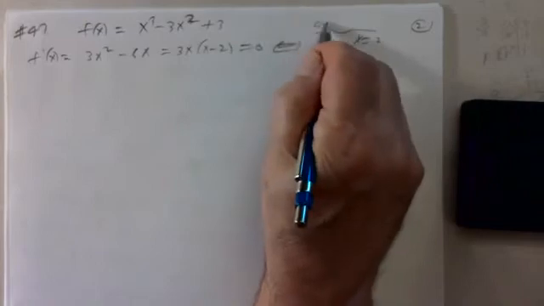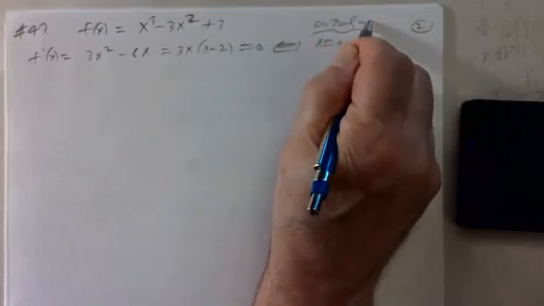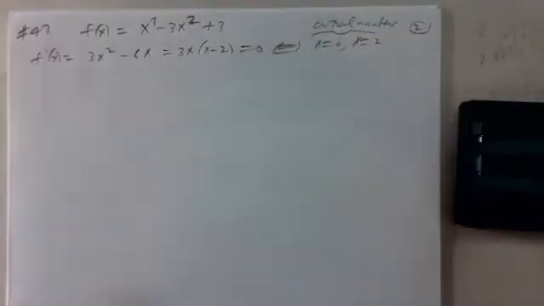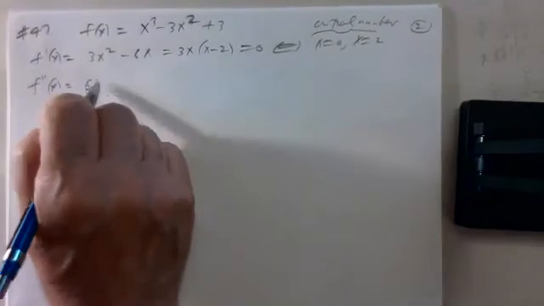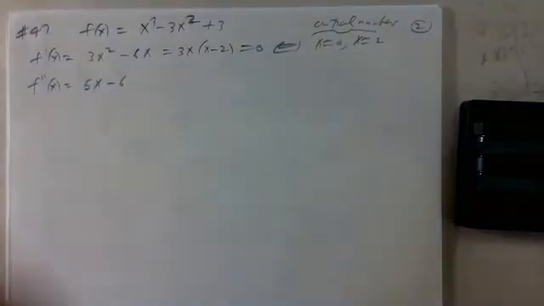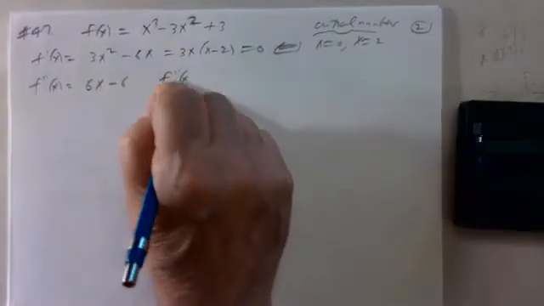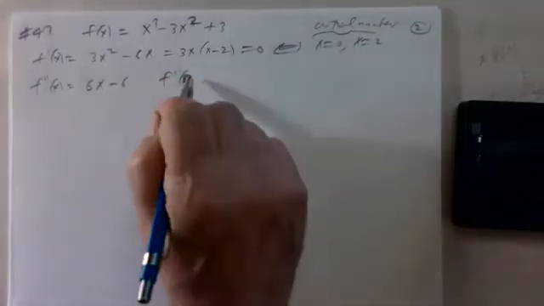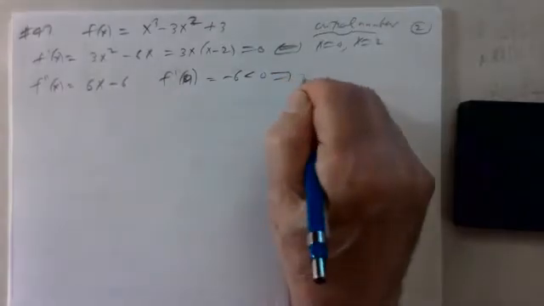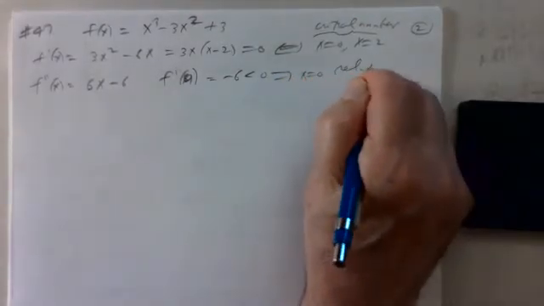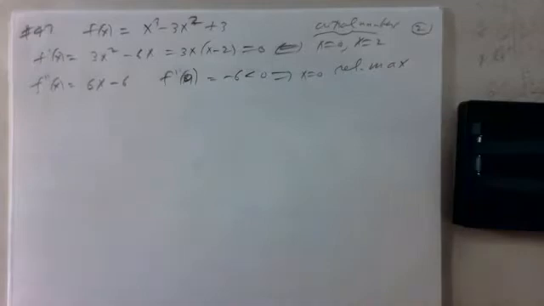So these are the critical numbers. What's the second derivative? 6x minus 6. If we evaluate the second derivative at 0, we get minus 6, which is negative. So x equals 0 is a relative maximum.